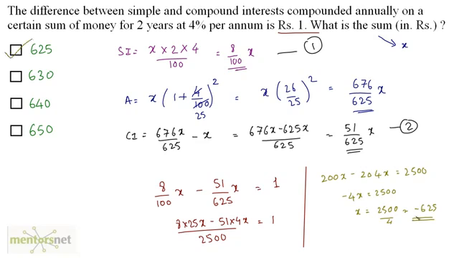Now if you are wondering why there is a minus here, it is because we took the difference wrongly. We should have taken the difference the opposite way: 51x by 625 minus 8x by 100. Never mind, even if you do this, your approach is correct.